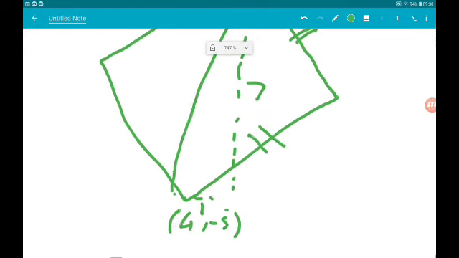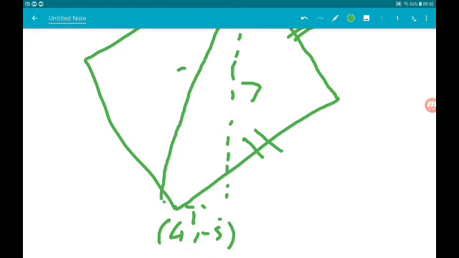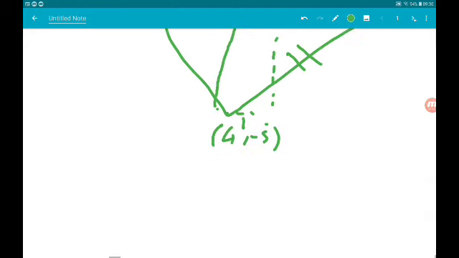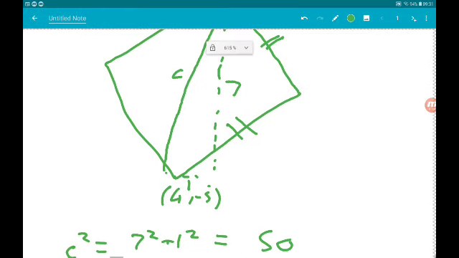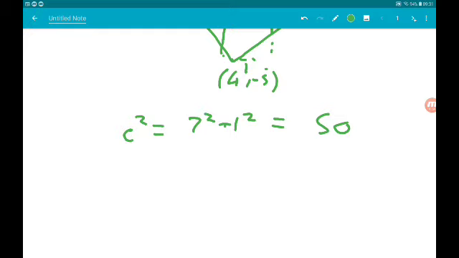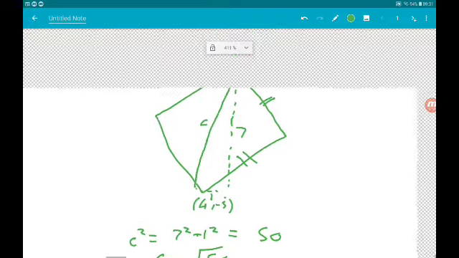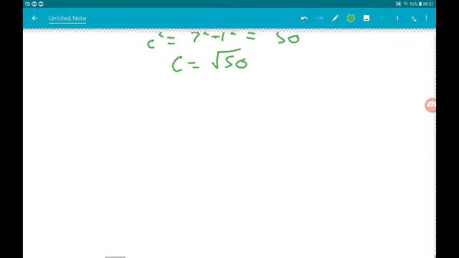So we know the diagonal, let's call it little c. We know c squared is 7 squared and 1 squared, which gives us 50. Now that we know what c squared is, we know that c is root 50. So, let's make another little sketch.